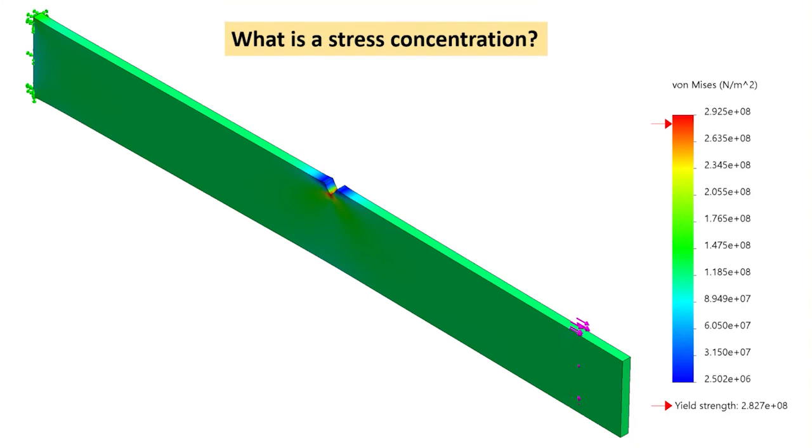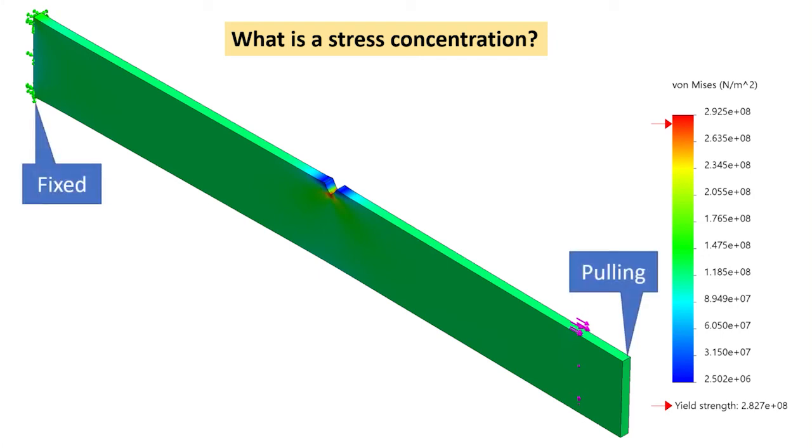So what is stress concentration? Let's say that I have a steel bar. It's fixed at one end, and I am pulling it at the other end. I think that this bar will not fail, because I did all the calculations and the stress within the beam is below the yield stress, which is 0.28 gigapascals. See how most of the bar is green? And the stress key says that the green area is below this stress.